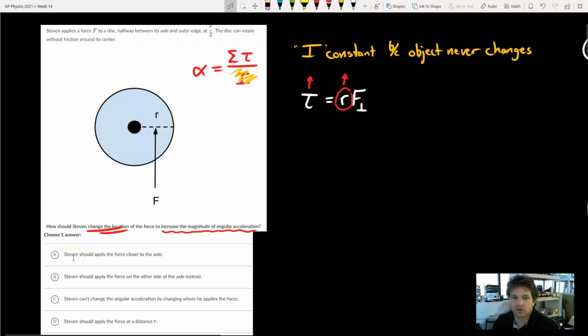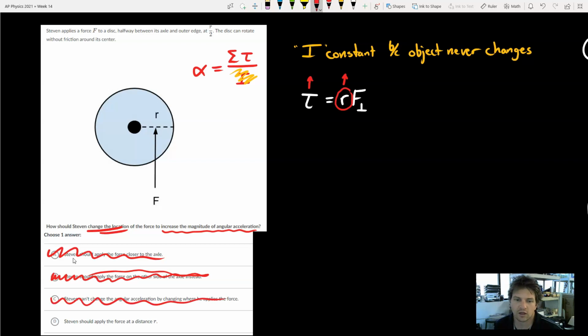Okay, so I'm going to see which one of these would be that. Steven should apply the force closer. Absolutely not. Apply the force on the other side of the axle. That would just change clockwise and counterclockwise, so no. Stephen can't change the angular acceleration. That is incorrect. He should apply it at a distance r, which would be further away from the axis of rotation. So D for this one.